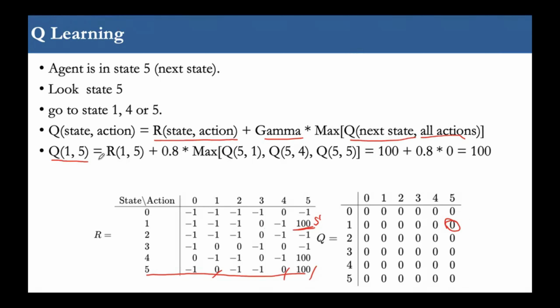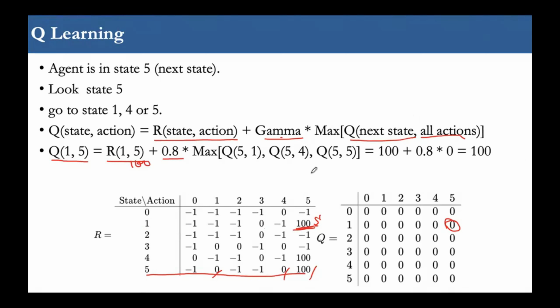To find Q of 1 comma 5, we need to find what is the reward value for 1 comma 5. So what is the reward value for 1 comma 5? The reward value for 1 comma 5 is 100. And then gamma value, already we have fixed the gamma value as 0.8. Okay, then we need to find the maximum of Q of next state of all actions.